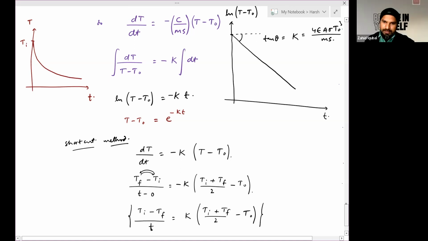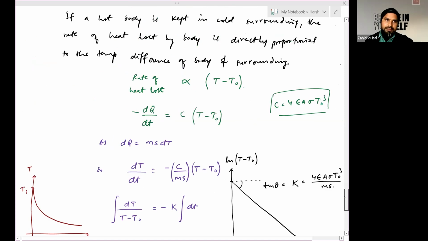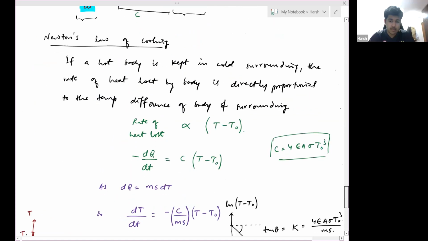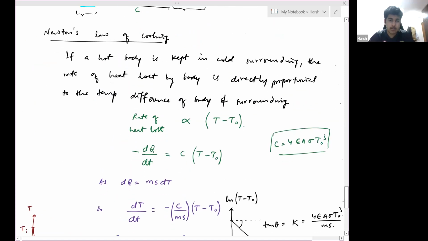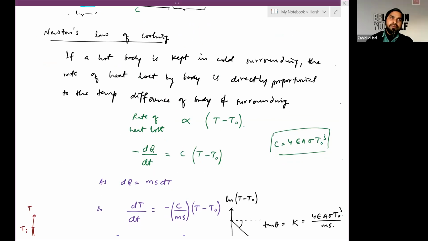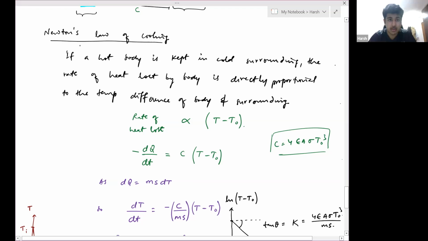First, write it down. Then I'm defining how to calculate numericals related to this part. Sir, is this the last part of the chapter? No, one more thing: Wien's displacement law. Yeah. Okay. So after this, we'll start thermodynamics. Yeah.